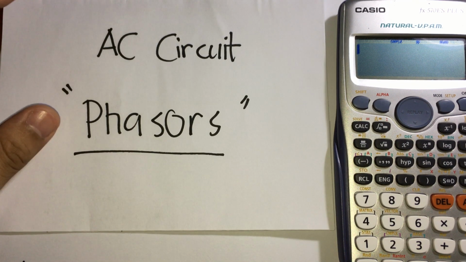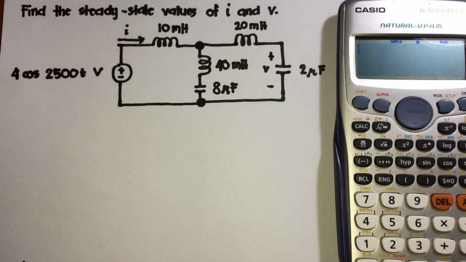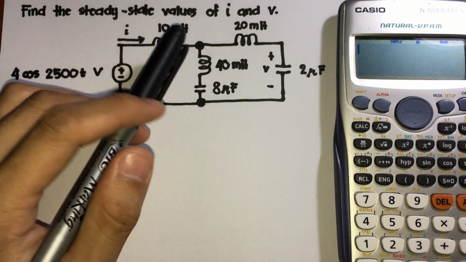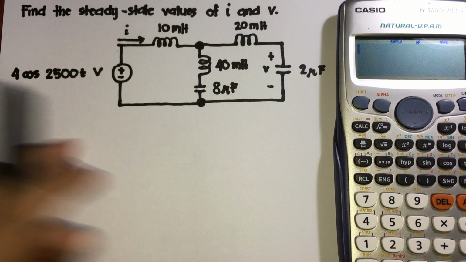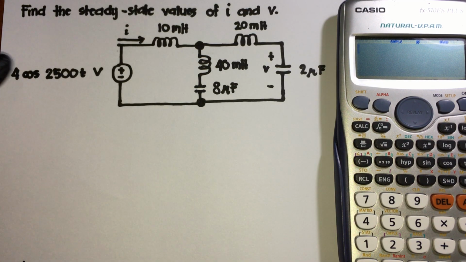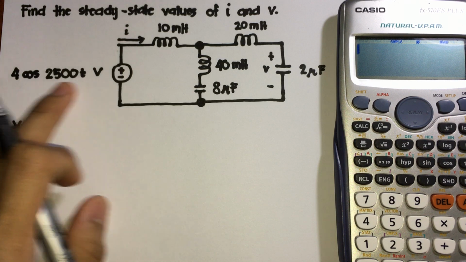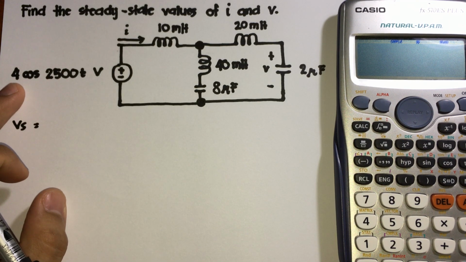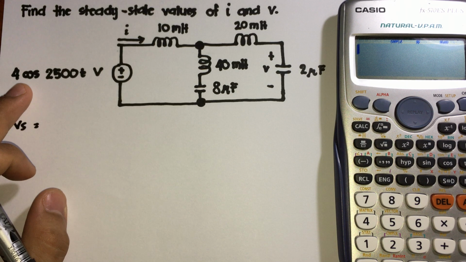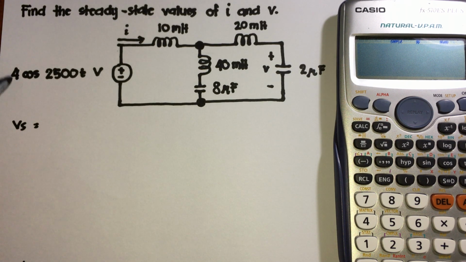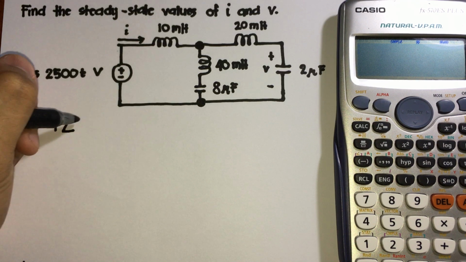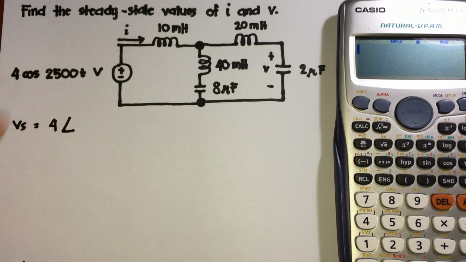So let's now go into the problem. We have to find the steady state values of I and V given this circuit. As you can see, the voltage source here, denoted Vs, is in sinusoidal form. So we are going to transform that into polar form. We have here the amplitude 4, and the angle. The sinusoidal function has no angle, so therefore it is 0 degrees.